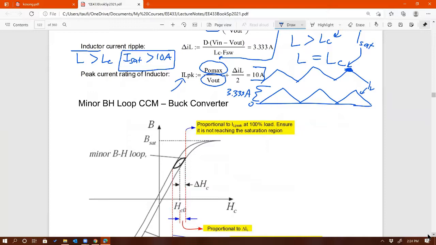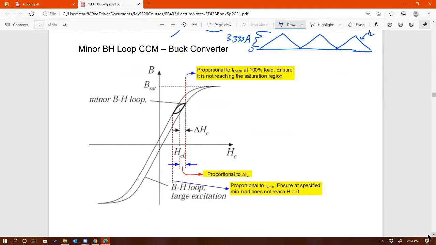Okay, when it comes to the BH curve, here's the BH, the major loop of the core. If you were to excite the core with an AC signal at a certain frequency, but in this case we are not doing that. We are not exciting the inductor core with AC voltage. It's just with DC current, right? This current right there is always positive. It's always above 0.